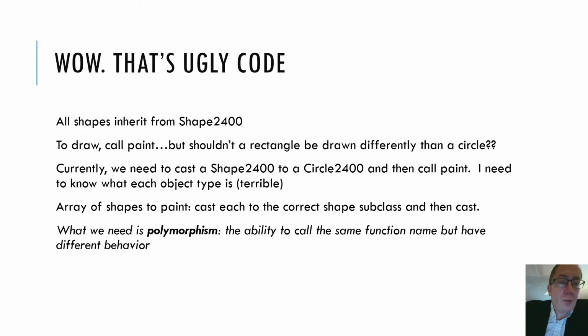So I want all shapes to be called. I don't want to have to cast things. And currently, we need to cast things. If I want the circle 2400 paint method, I need to go, no, it's not a shape 2400, it's a circle. Like what we did with malloc, where we have to cast every single thing that came our way. No, it's not a void pointer, it's an integer pointer. Every time we called malloc. What I really want is call paint on everything and it works. No casting, no nothing. The only thing that should know about what it is is the actual object.